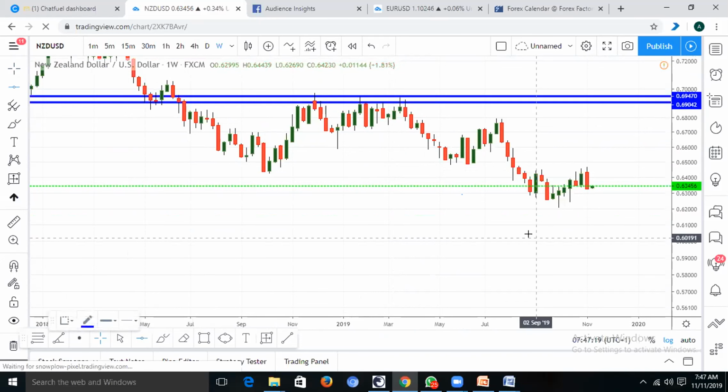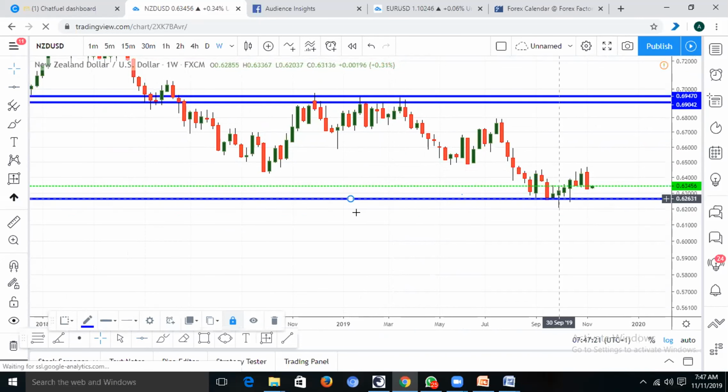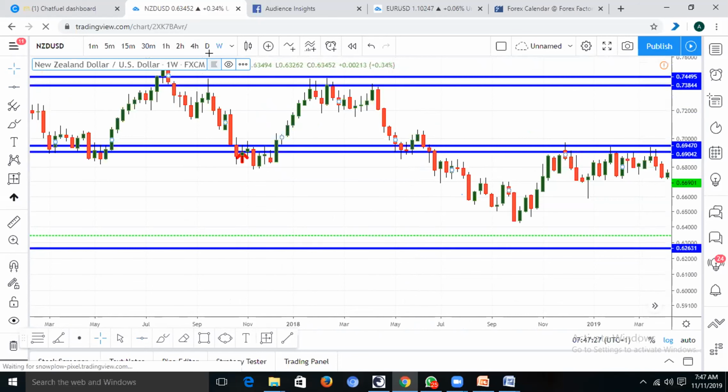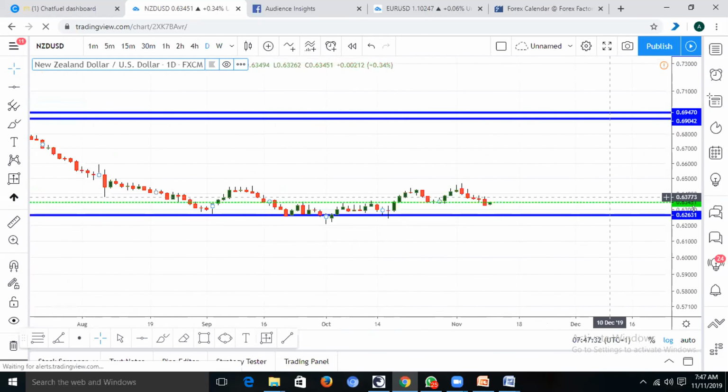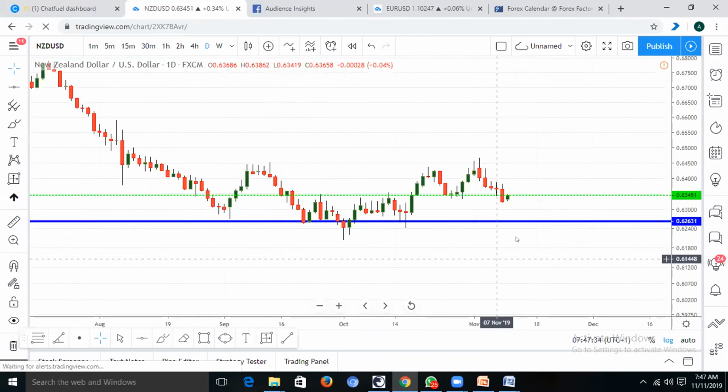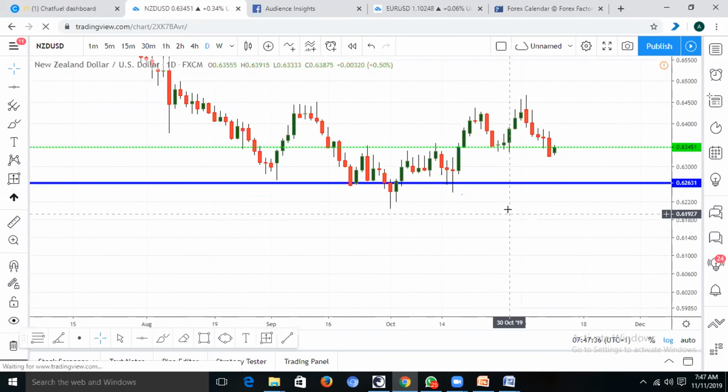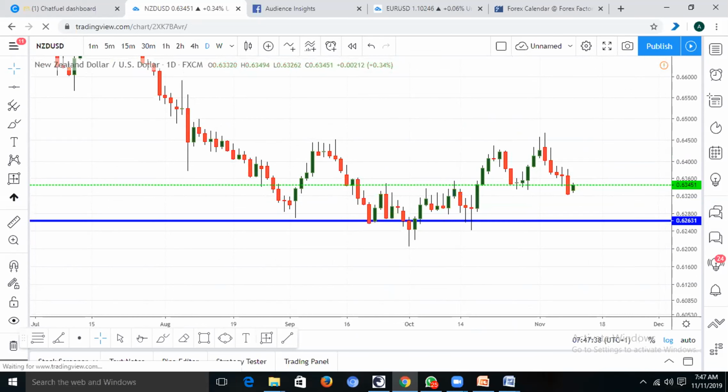Now you are not going to be looking at the weekly time frame to trade, because the weekly time frame is for the big boys. You can use daily. Let's look at daily. You have used the weekly to identify those strong zones. Okay, this is daily. Daily has changed the chart.